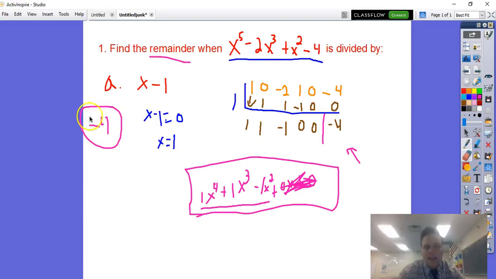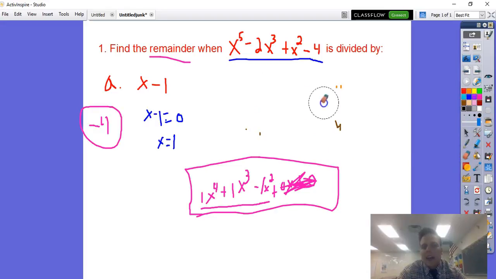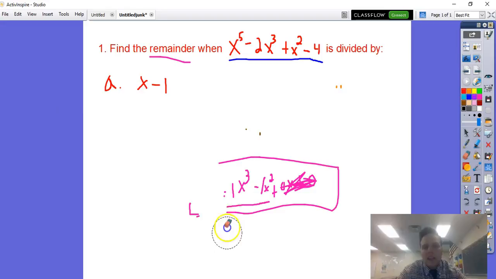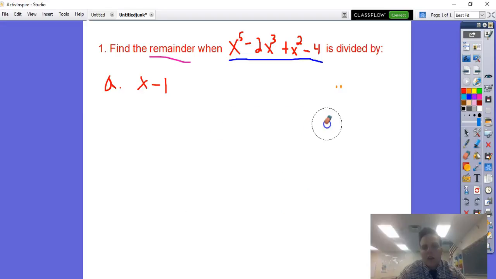Part B says it's the exact same thing, but instead of x minus 1, it does x plus 1. Now let me tell you some other information as I sit here and erase this. So just kind of listen to this information. You noticed last time I had a remainder of negative 4. If you get a remainder of 0, what that means is that this guy right here, what you're dividing by, is a linear factor of this polynomial.